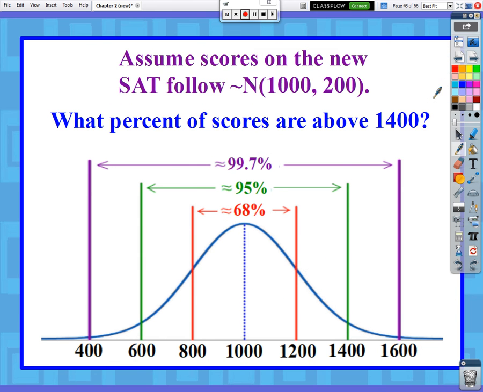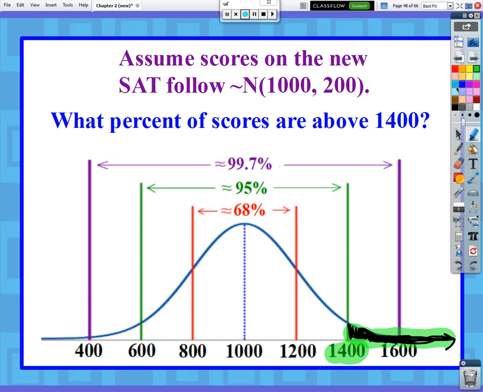Okay. Problem 2, what percent of scores are above 1400? So here's 1400, here's above 1400, and we didn't say where to stop. So this thing technically keeps on going and going and going, theoretically. Now, realistically, the SAT scores stop at 1600, but we're going to theoretically describe this as going all the way up to positive infinity in this direction. So we've got to figure out how much area is there beyond this.